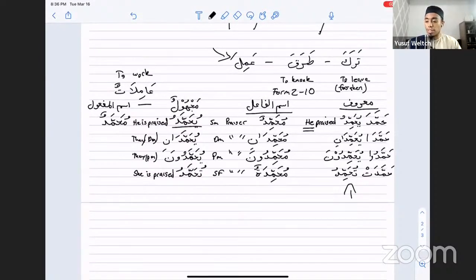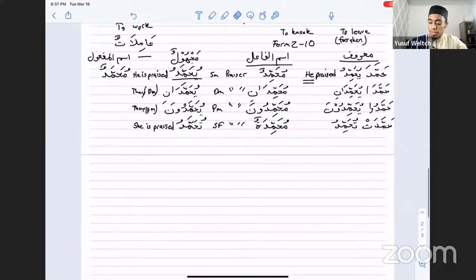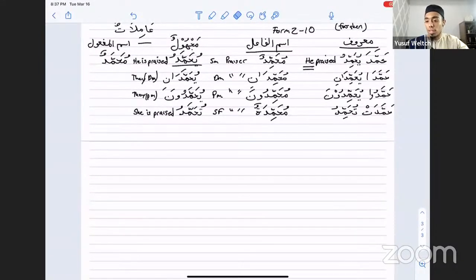And we actually recently got a question: can you name your daughter Muhammadatun? Right. So any questions on that? So that's form 2. Right? And the same exact thing applies to form 3 to 10 as well.